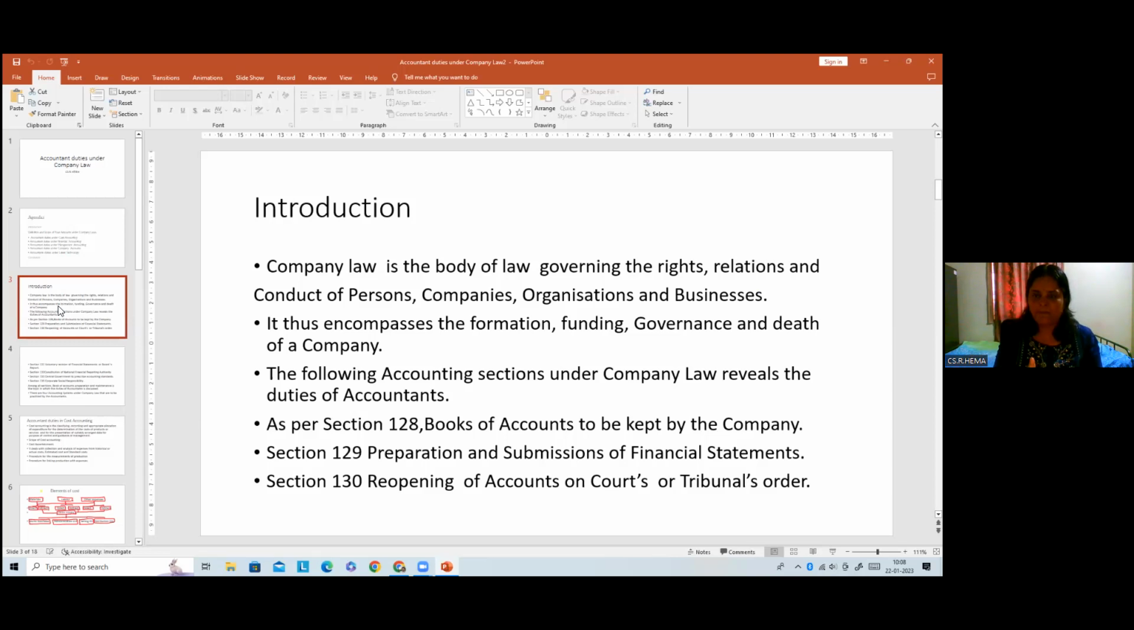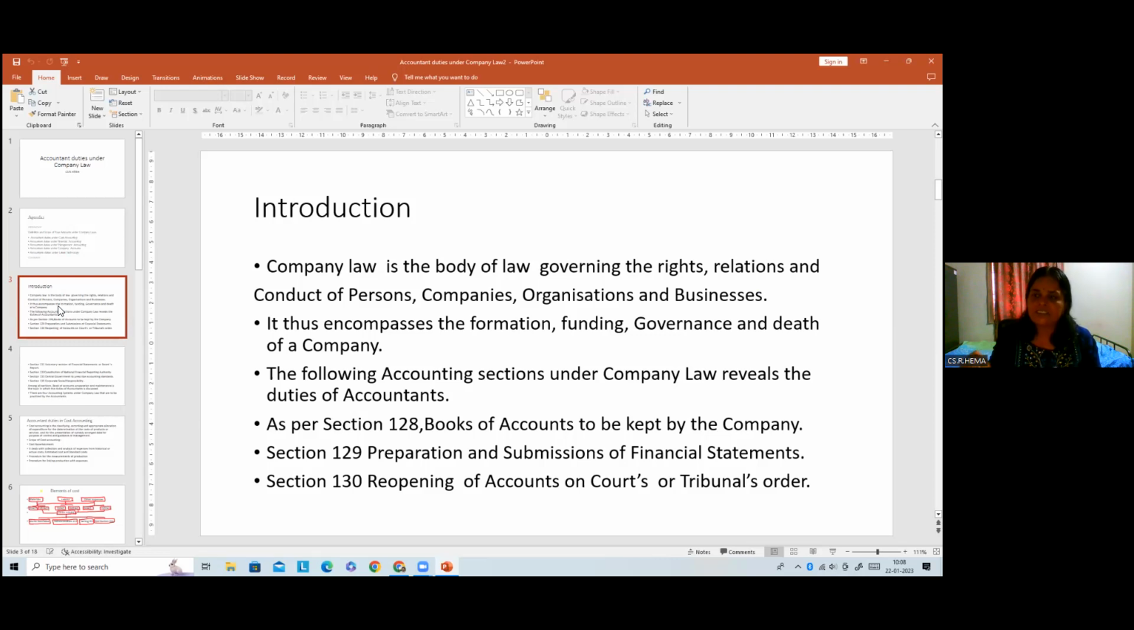Because a company should have these company law procedures, only then can they proceed with their company transactions very fairly. So, formation, funding, governance, and death of a company. These 4 points will be handled by a company secretary.